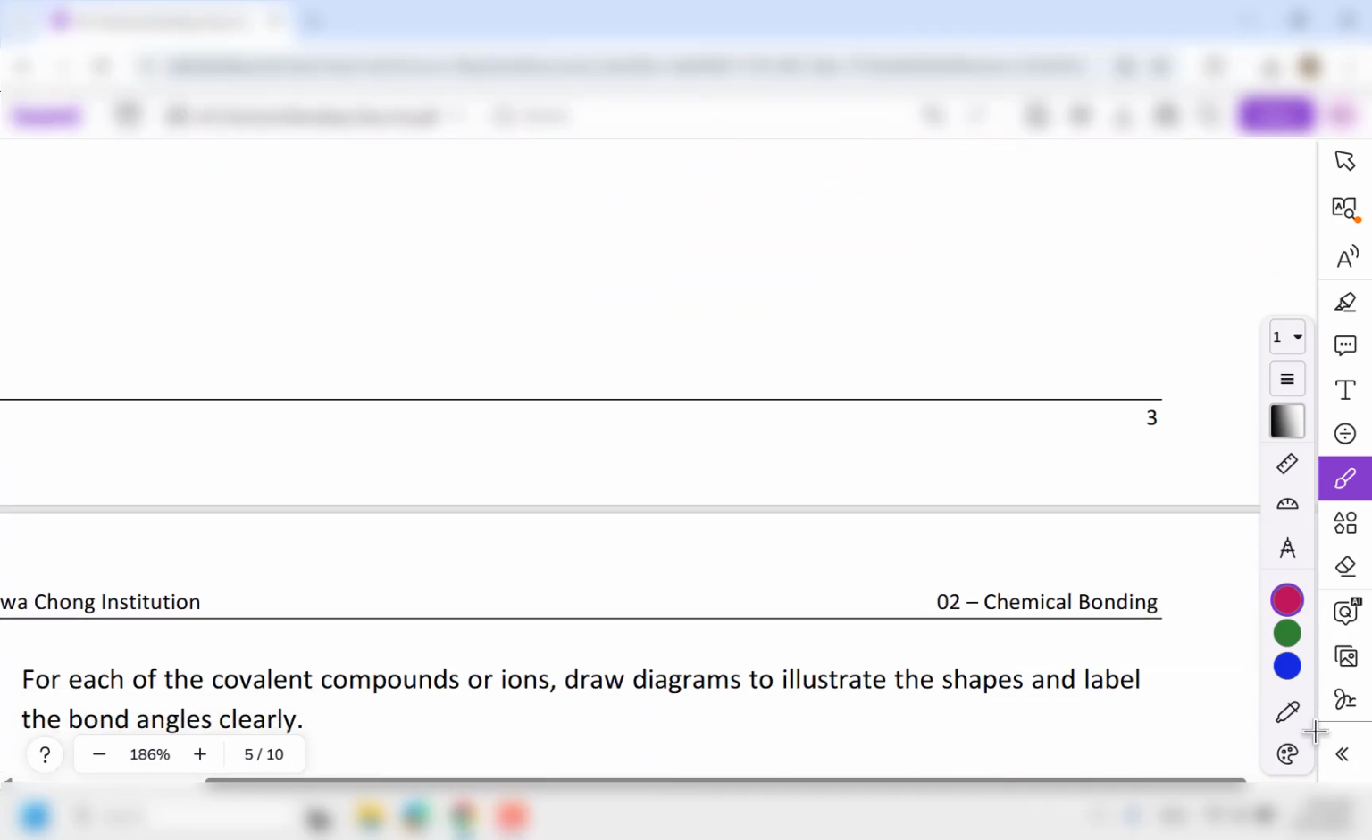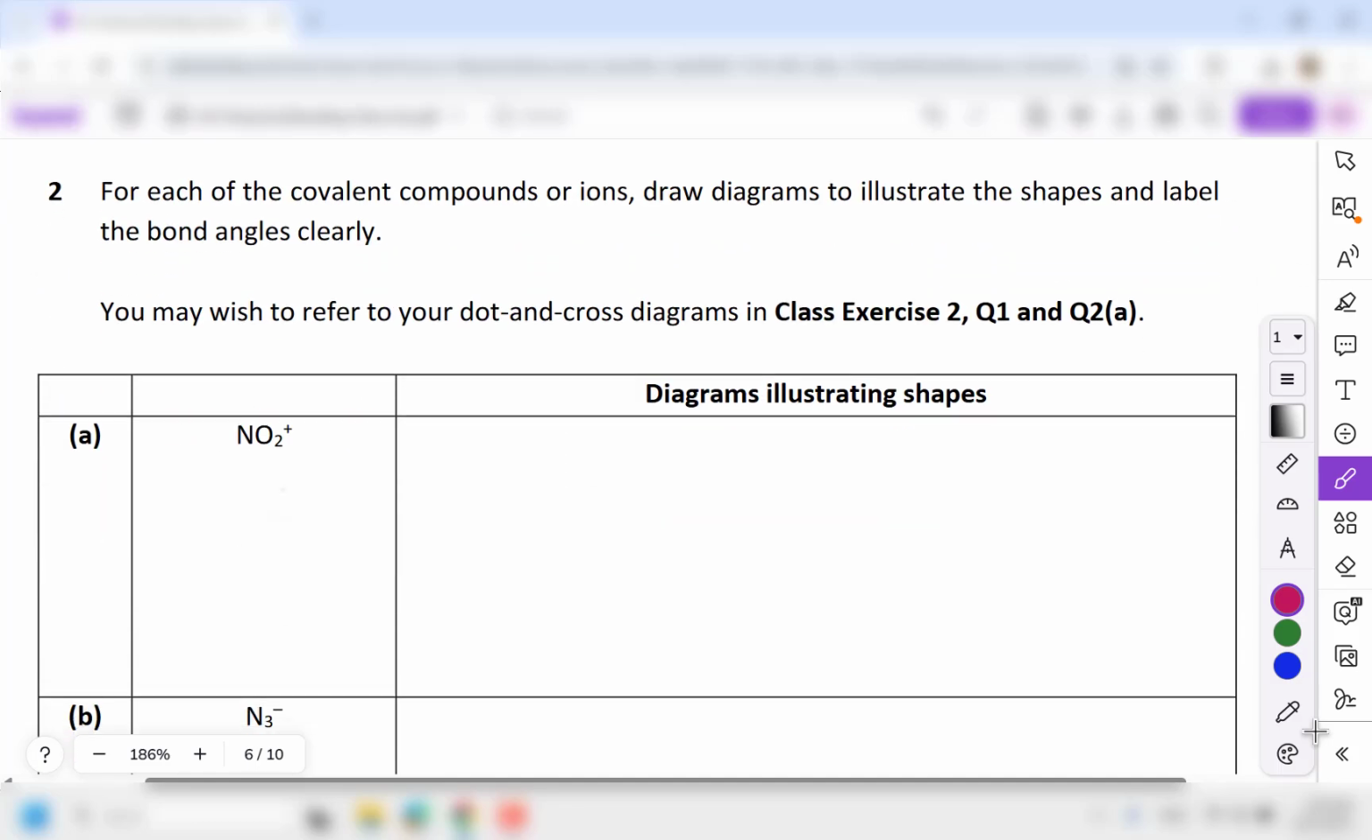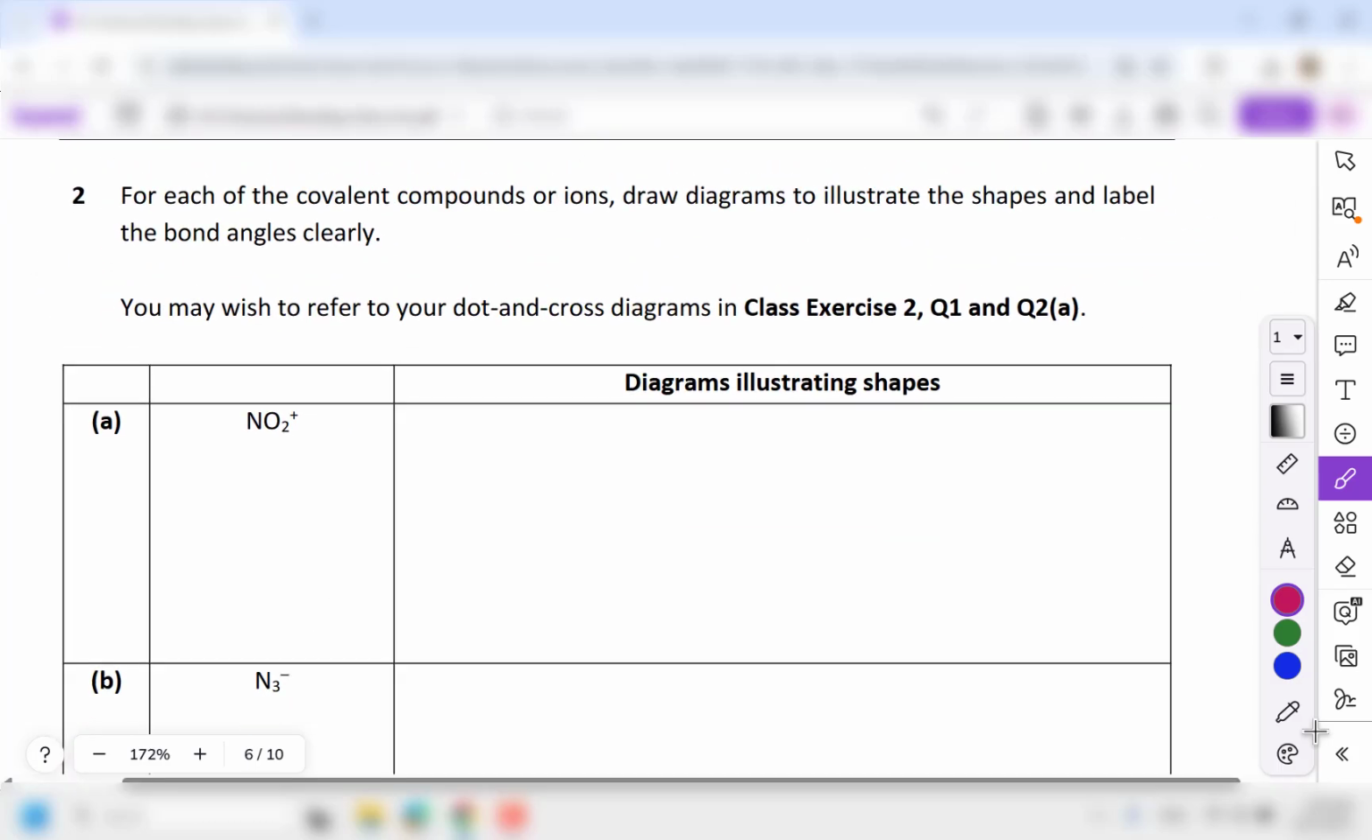All right, next we'll look at question 2. Question 2 follows the dot and cross diagram in exercise 2, question 1 and 2a. Unfortunately, I don't have the dot and cross with me now. We can actually derive it on the spot as practice, right?